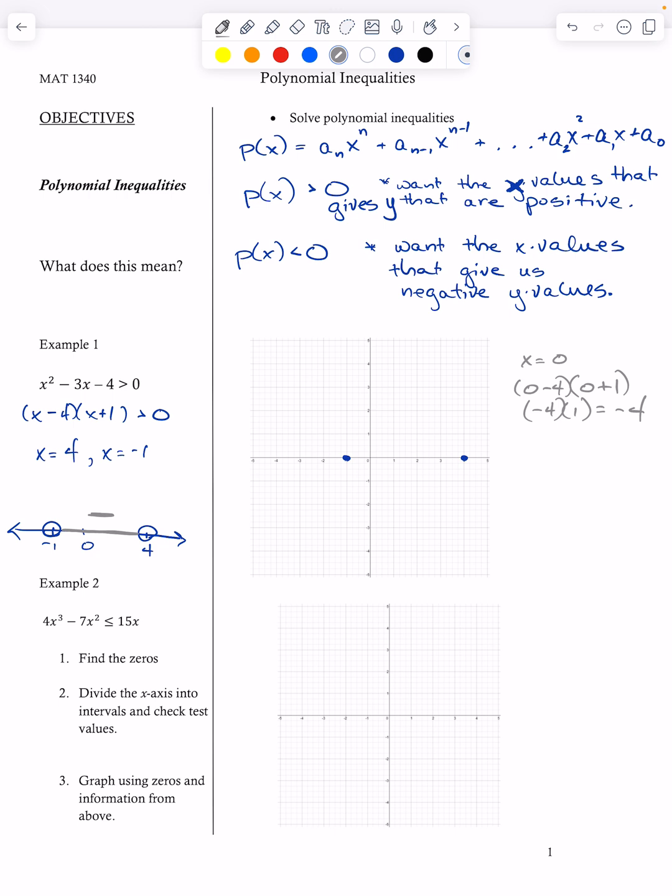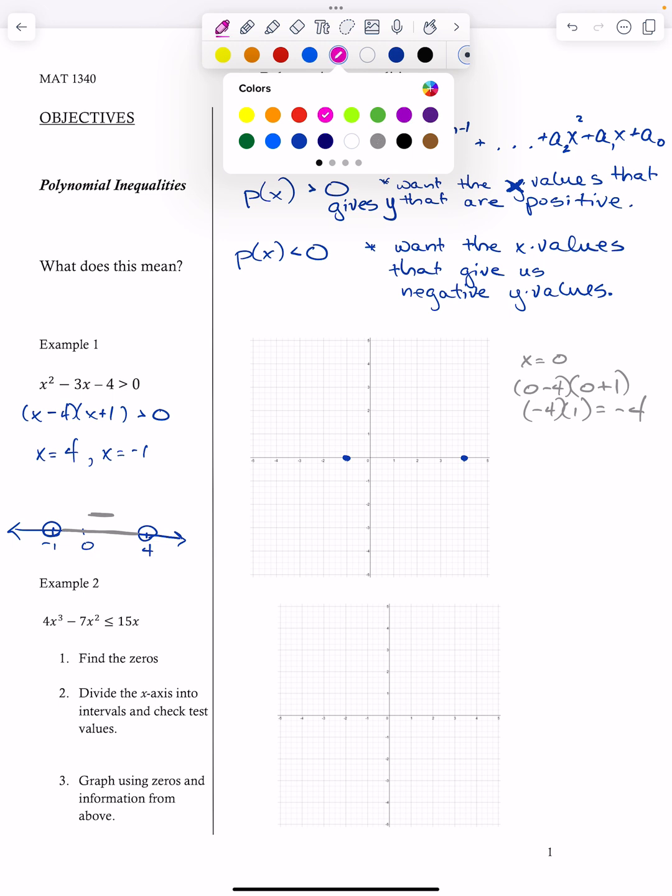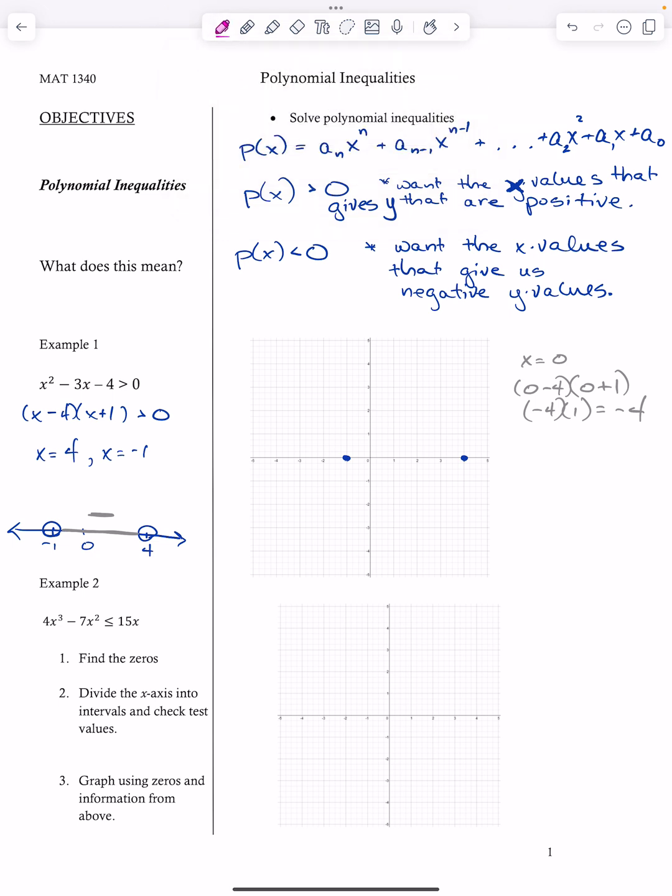We're looking for positives. So let me pick something over here. Let's try negative 2. And whatever value negative 2 has, it's going to be everything to the left of negative 1. So my x is negative 2. I get negative 2 minus 4 times negative 2 plus 1. Negative 6 times negative 1. That gives me a positive 6. That's actually part of the interval that I want.